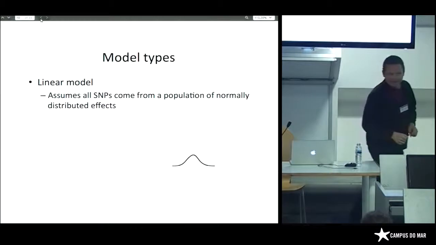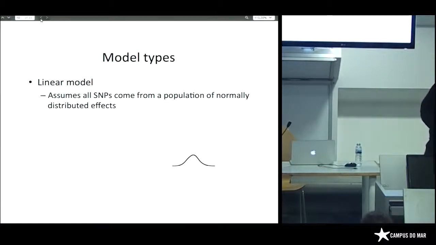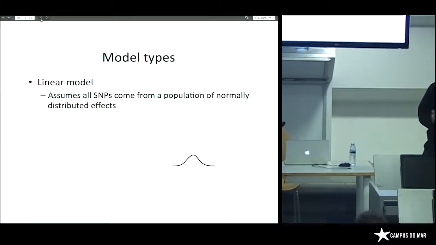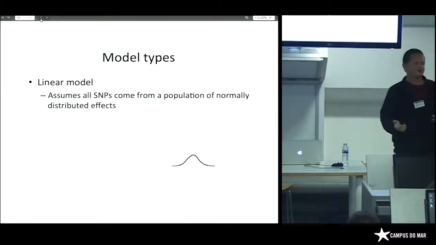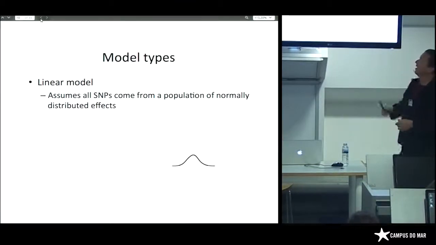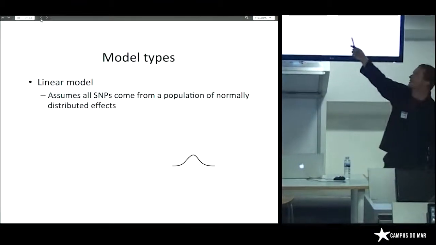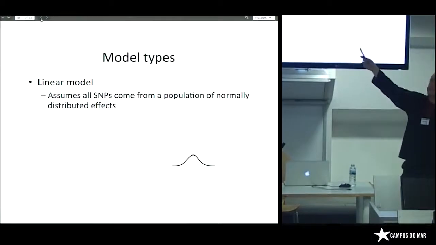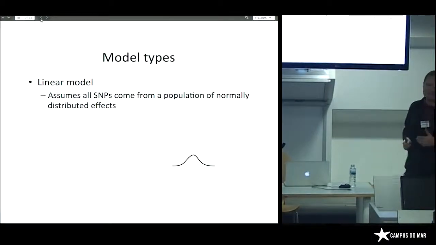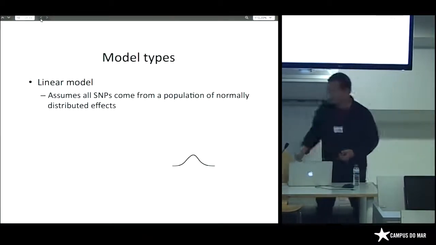All right, so the problem with the linear model is that it assumes that all the SNPs come from the same population, and that population is normally distributed. In that there are some SNPs that have a really high effect and have really big effects. There are some SNPs that have low effects, and that the bulk of the SNPs have some kind of intermediate effect. And we know that that's not true.